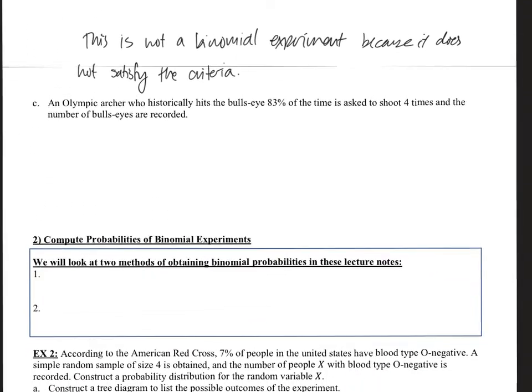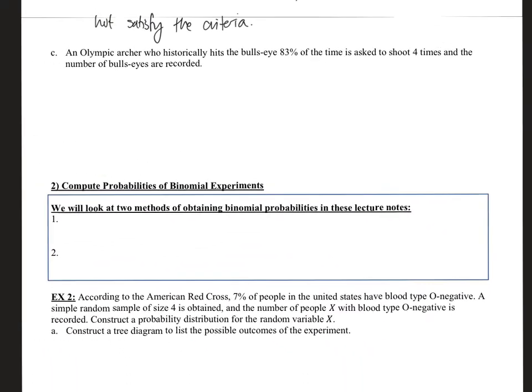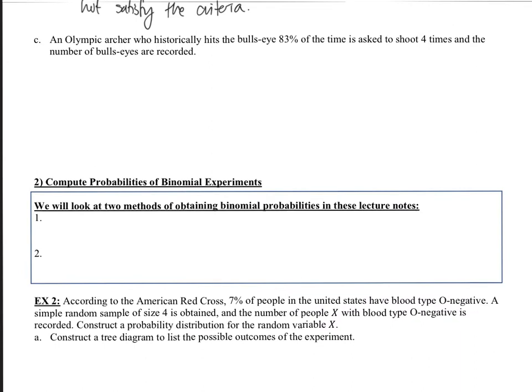Now let's take a look at C. An Olympic archer who historically hits the bullseye 83% of the time is asked to shoot 4 times, and the number of bullseyes are recorded. All right, so the first thing we're looking at is, are the experiments performed a fixed number of times? And the answer is yes. Once again, it's 4 times, a fixed 4 times, 4 experiments.